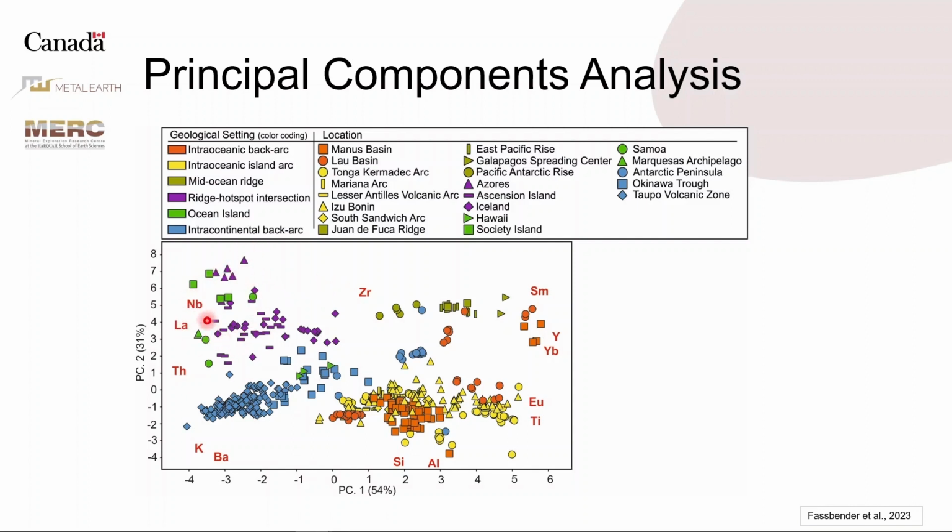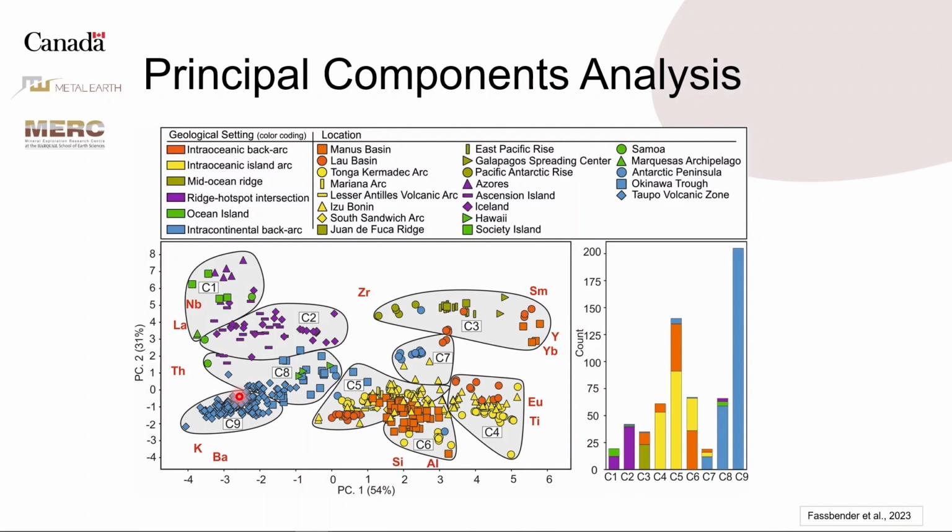We have in the upper left corner a bunch of ocean island samples and ridge hotspot intersections. In the upper right corner, we have mid-ocean ridge samples. In the lower right corner, we have intraoceanic arc and back arc samples. And in the lower left corner, we have intracontinental arc and back arc samples. So there are some trends, which we want to verify using clustering as well.